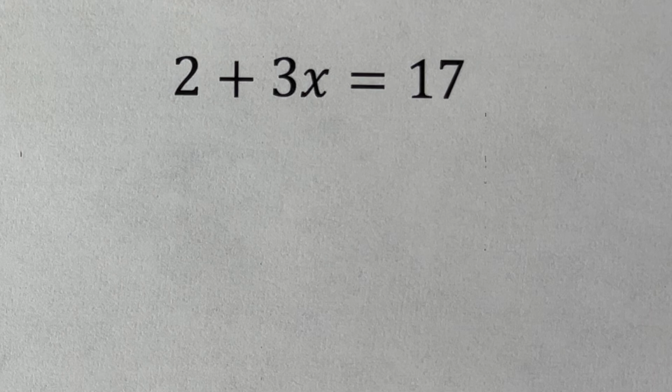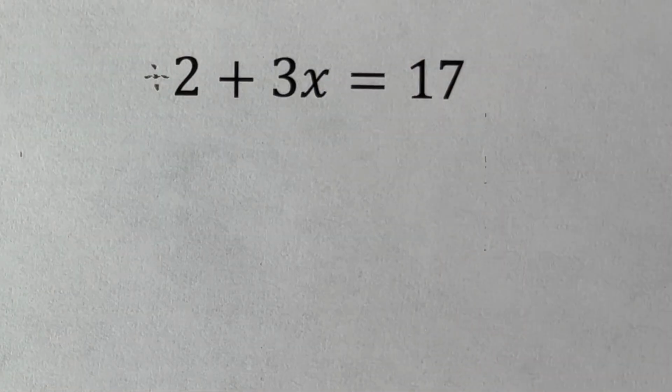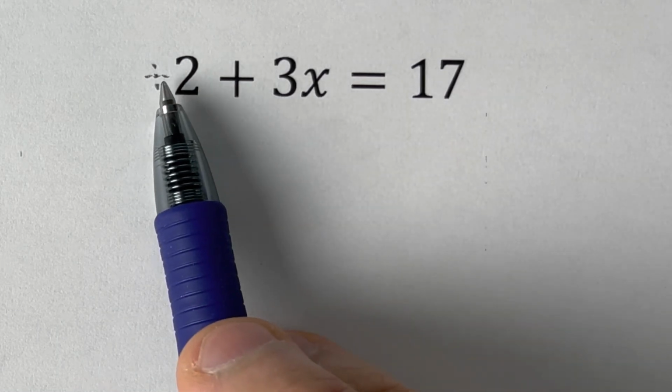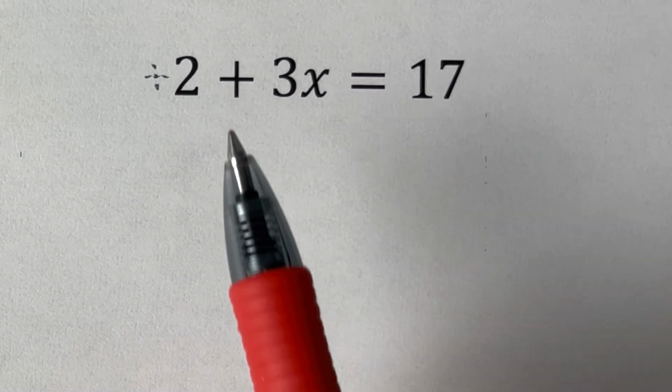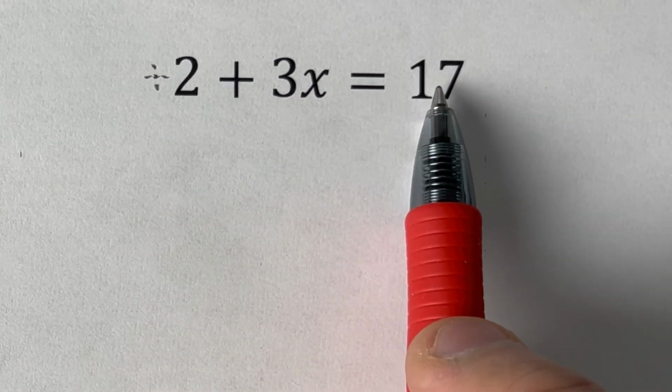We remember that there is an invisible plus sign right here. If it's not there, that's an invisible positive. So it's actually positive right there. We don't need to write the positive sign right there. So then we go ahead and say that this is a positive 2 plus 3x is equal to 17.